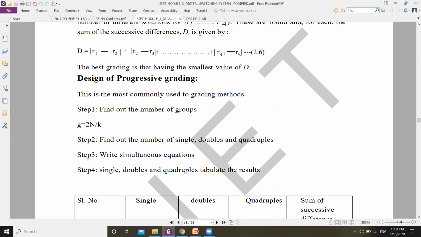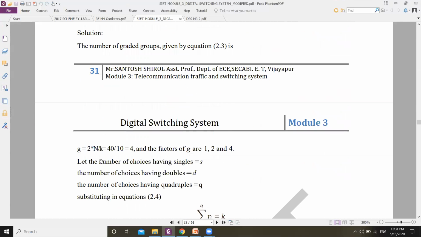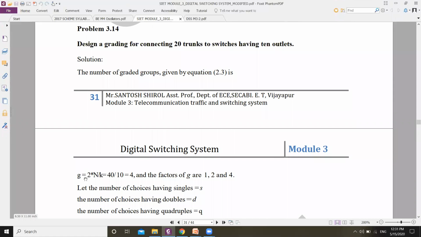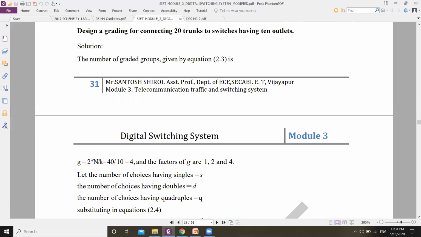So using that equation, let us first calculate the G value, that is the number of groups, G. It is equal to 2 times N by K. N, the number of trunks, is 20 and K is 10 over here. So 2 into 20 is 40, divided by 10 gives you 4. Therefore, the factors of G will be 1, 2 and 4. There cannot be any odd number, right? So the factors of G will be 1, 2 and 4.